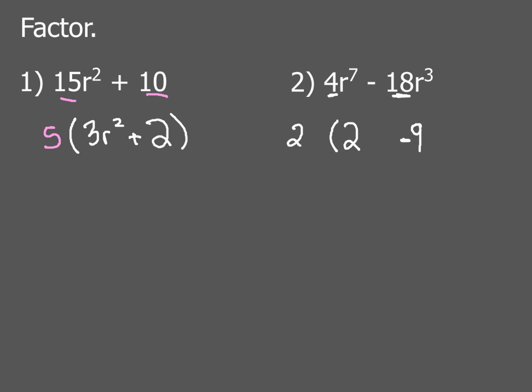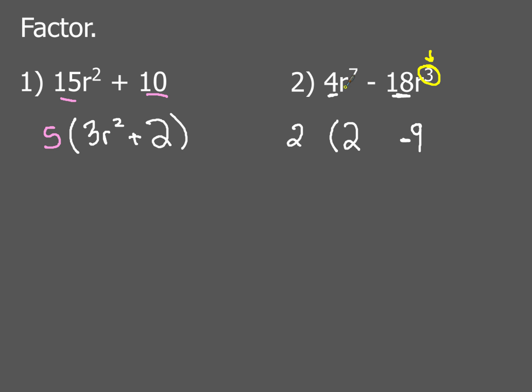Now the next thing I want to do is take a look at the variables. Notice here for the variable, I've got an r to the 7th power and an r to the 3rd power. Since I've got that same variable in both of those terms, what I want you to do is take a look at the lowest degree. If I look at r to the 7th and r cubed, of course the smaller one is r cubed. So what you're going to do is subtract 3 from each one of your exponents.